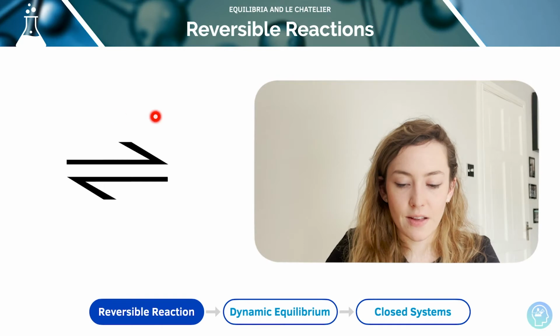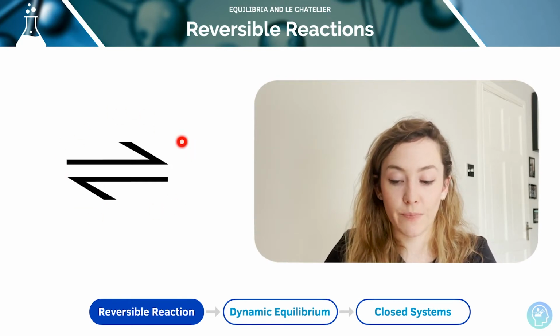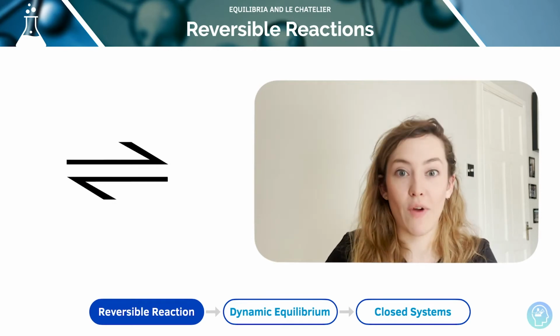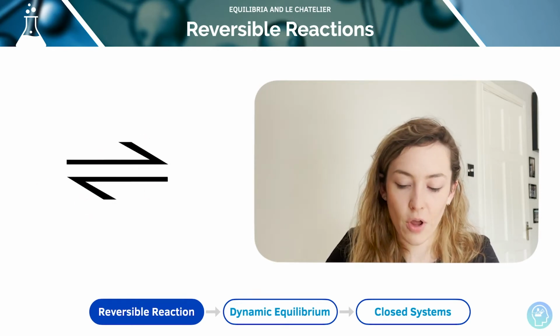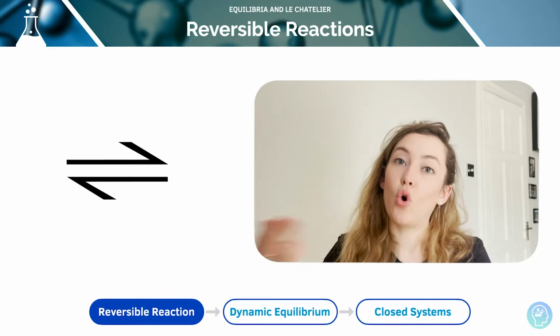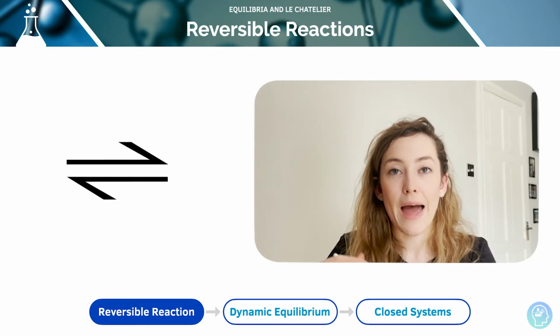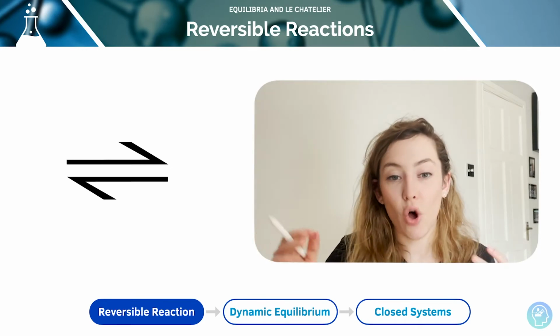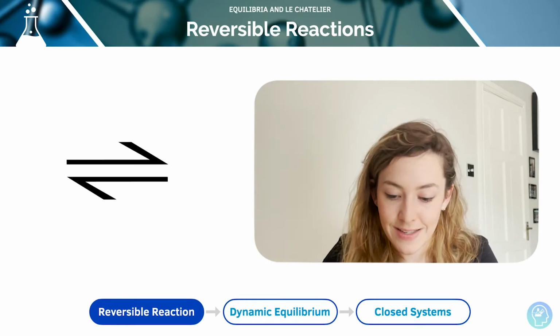So you're going to see this a lot. This is a reversible reaction sign. It means the reaction can occur in both directions. It's a half-headed arrow above a half-headed arrow. So the reactants can form products and the products can also form reactants. And the direction in which the reaction goes depends on the conditions of the system.